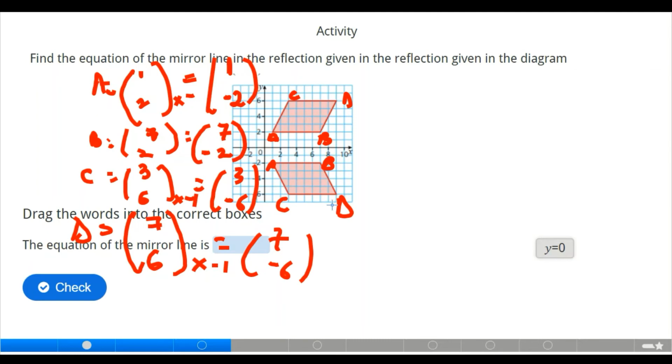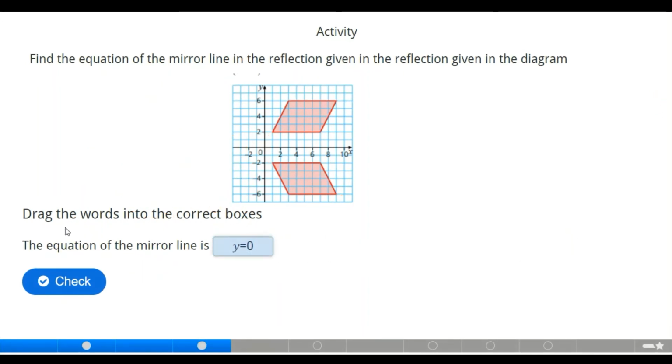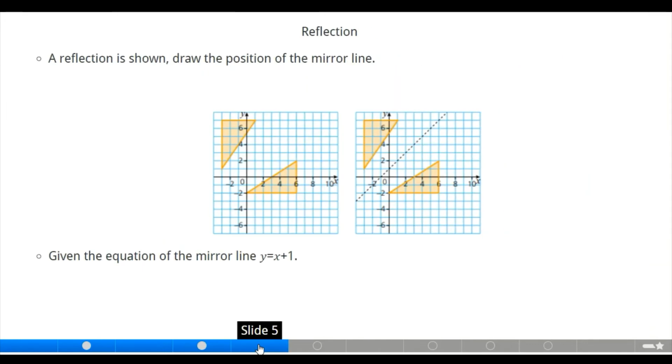So based on this, you see that we don't have any specific equation there. We say that the equation is equal to what? Is equal to y equals 0. And that gives us the reflection of this parallelogram shape on the y-axis. Okay, so now let's look at reflection.